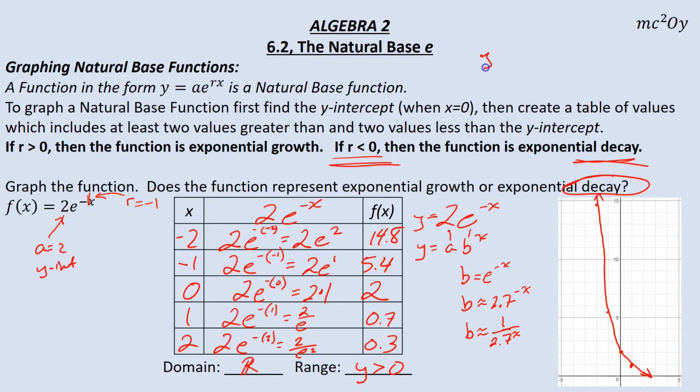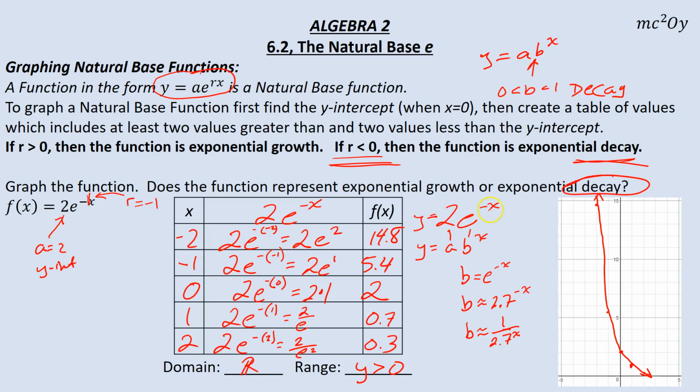So if you think back to your y equals a b to the x, when b is between 0 and 1, that is decay. And what's happened here is by having a negative exponent, that puts the 2.7 in the denominator, which makes this decay. That's why when you're in this format, when r is less than 0, you get that negative, which makes it a fraction, which makes your function decay. Okay, that's what's happening there.